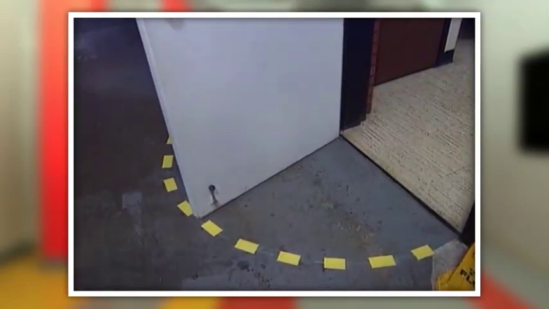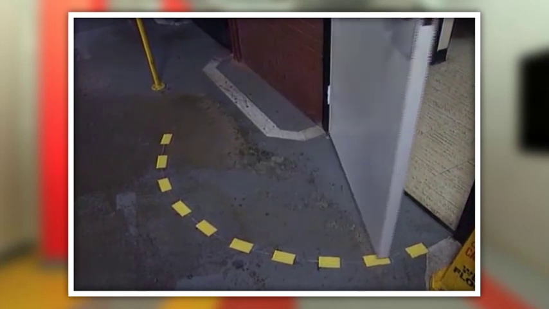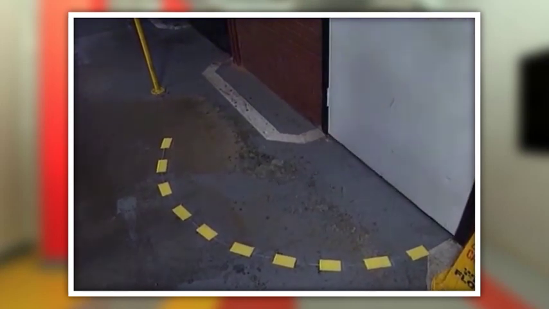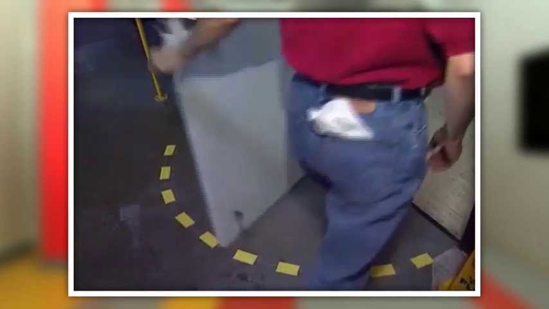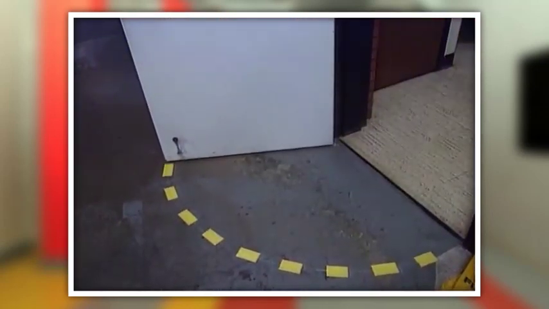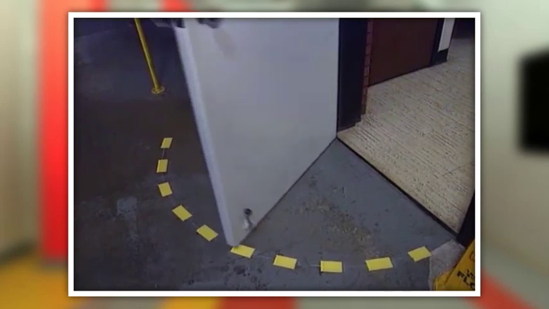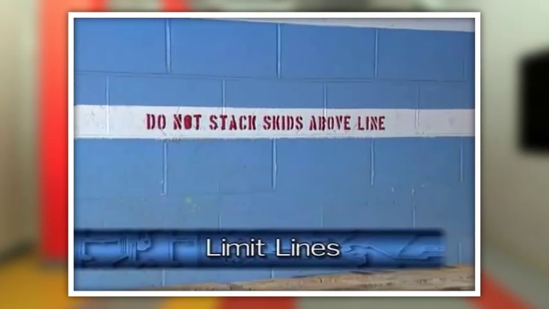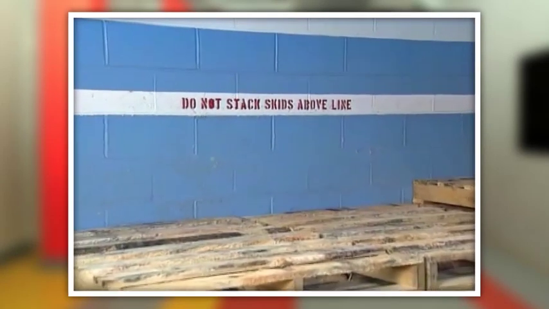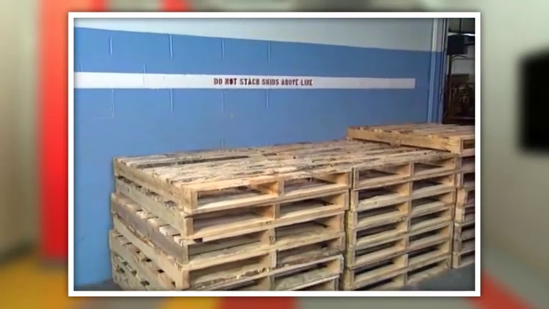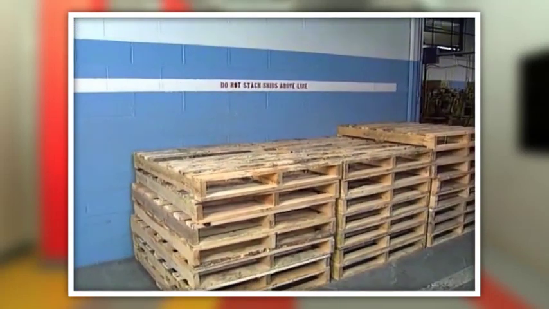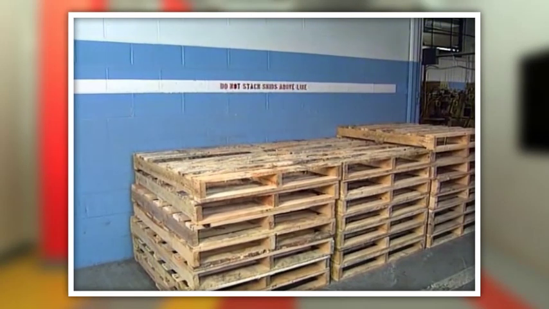Another type of line is a range line. This shows the range of operation of doors and equipment. Dashed lines are often used. Range lines can be a major factor in reducing safety hazards. Limit lines are used to show height, maximum and minimum quantity, and other types of limits related to inventory, materials, equipment, and other items stored in the workplace.